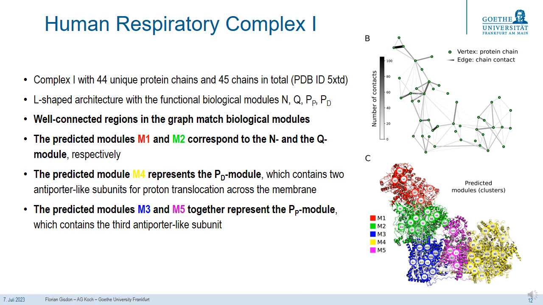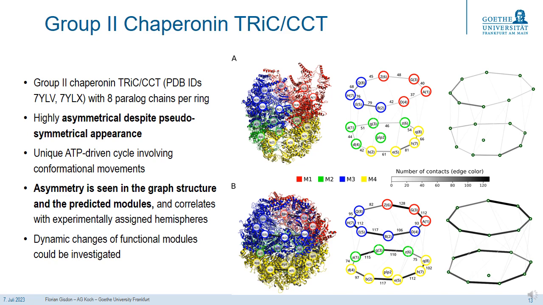The computed module M4, yellow, represents the distal P module, which harbors 2 of the 3 antiporter-like subunits for proton translocation across the membrane. The computed modules M3, blue, and M5, purple, together represent the proximal P module. The module M5 is associated with the 3rd antiporter-like subunit, while the module M3 might correspond to an assumed 4th translocation pathway.